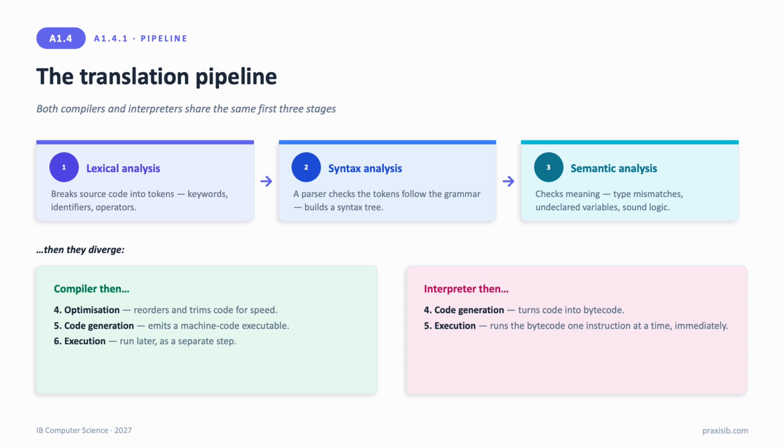First, it optimizes the code. This makes it faster without changing what it does. Then it generates a machine code executable. The program runs later as a separate step.